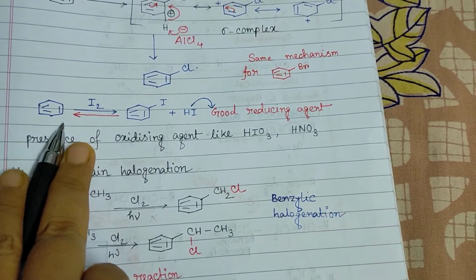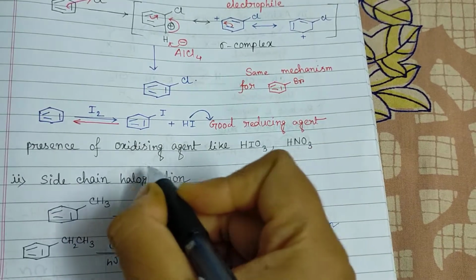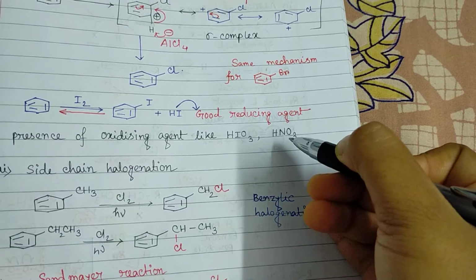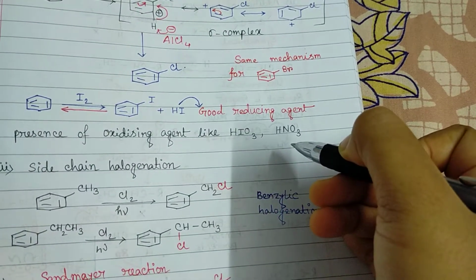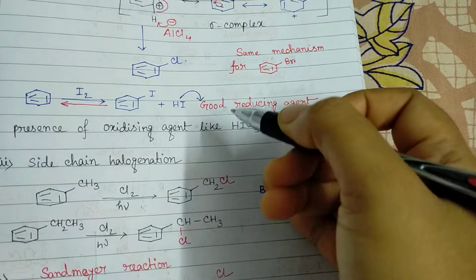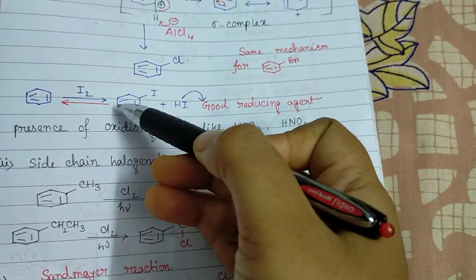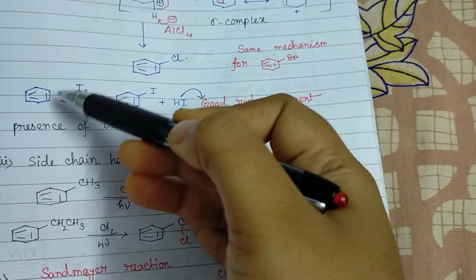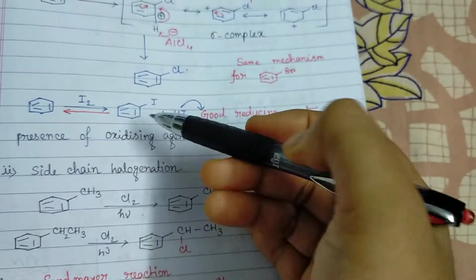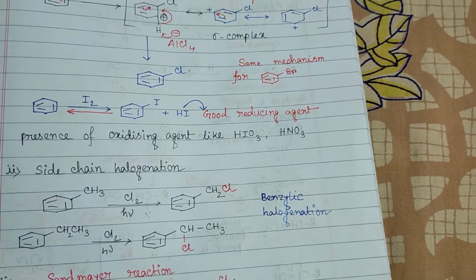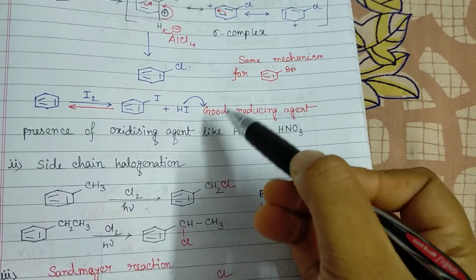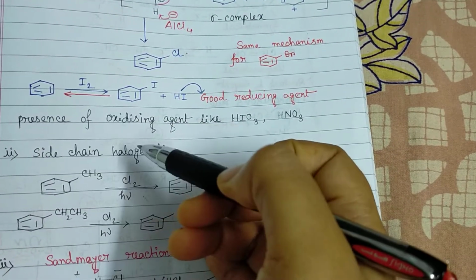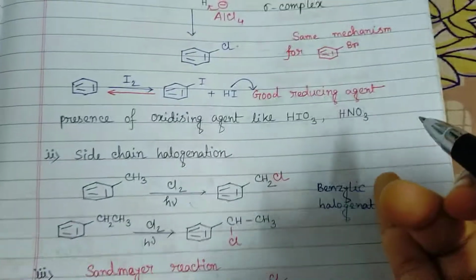So for that we need to use some oxidizing agent like HIO3 or HNO3. This type of oxidizing agent will be used to minimize the reversibility of the reaction, and then we can use iodine for direct halogenation of benzene, and this will give us the iodobenzene. This is often asked in questions: why we cannot do the same reaction for iodine, and if we want to do it, what precaution we have to take.